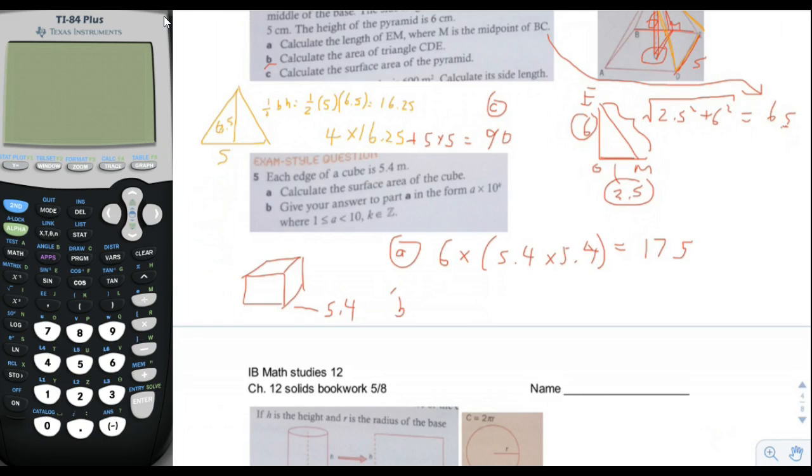B. Give your answer to part A in the form A times 10 to the K, where A is between 1 and 10. They're basically saying put it in scientific notation. So that would be 1.75 times 10 squared. And just to make sure that that's right, we'll do 1.75 times 100. And you can do that in your calculator or otherwise. And that'll give you 175 just like you had before. So we just checked it with that. Okay? And that was page 4.